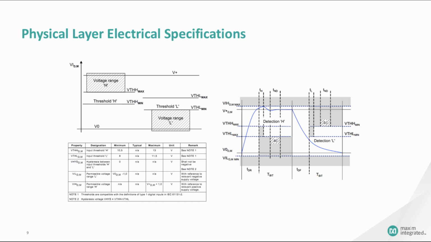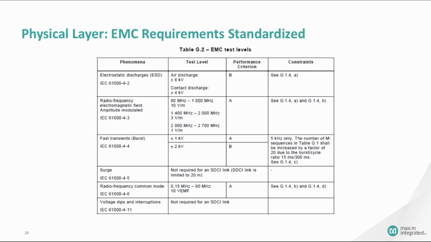Here are some important numbers to remember. A rising IO-Link signal must go above 13 volts to be registered as a high. A falling IO-Link signal must go below 8 volts to be registered as a low. Note that the high and low detection time, TH and TL in the timing diagram, are 1/16 of a bit at least, and TND is the noise suppression duration, and that must be less than 1/16 of a bit.